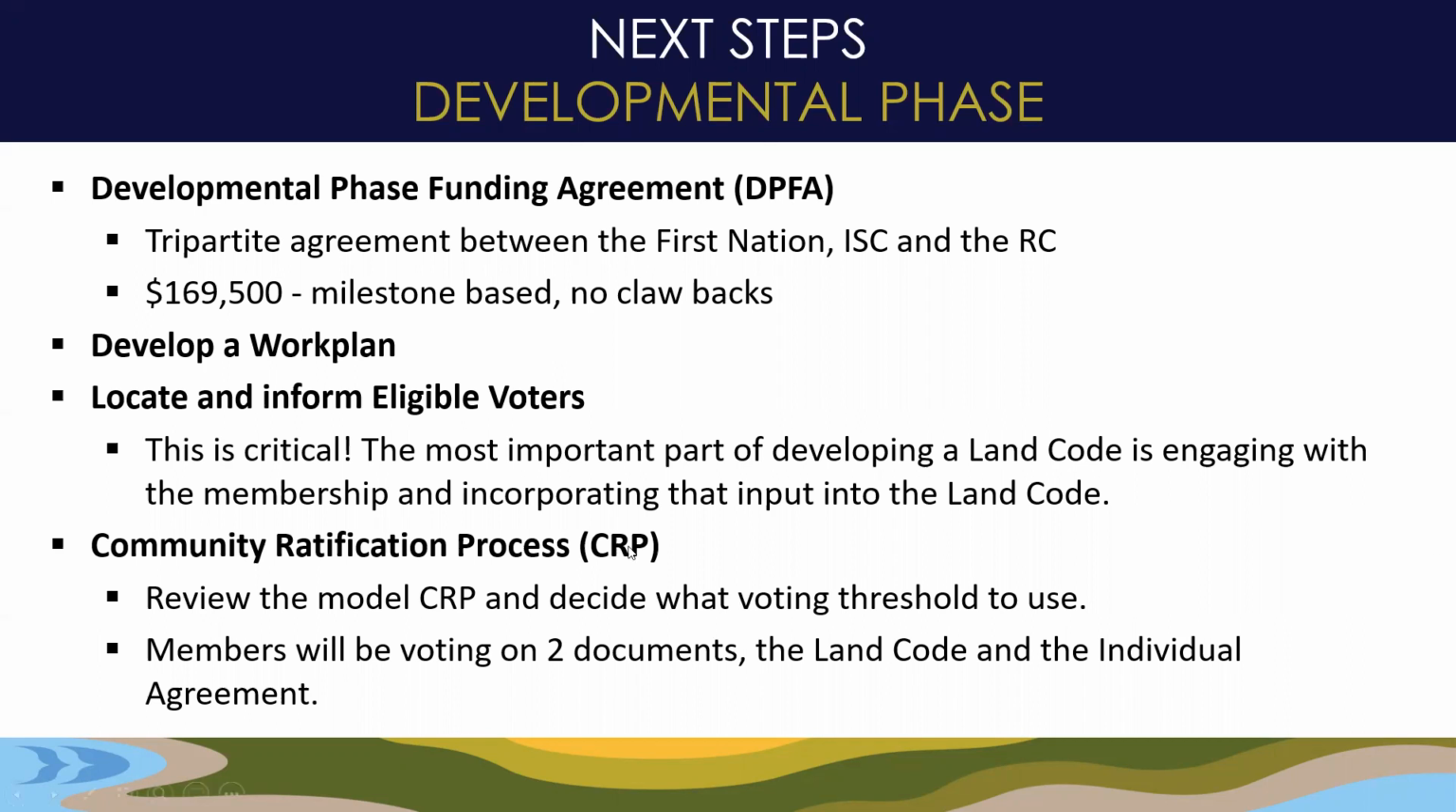The community ratification process. So we do have a model that we've shared with the staff there. And so that's going to be reviewed and your community is going to decide what kind of voting threshold to use. There's a couple options, but really the basic requirement is that at least 50% plus one of everybody who participates in the vote has to approve the land code for it to be ratified. There used to be some participation thresholds that were just really difficult for communities to achieve and required a lot of communities to try second and third votes, and it was just a really big challenge. So we've kind of changed that and put that back to the communities to decide what should that look like for your community, what makes most sense. And then basically, as I mentioned already, you're going to be voting on just two documents at the end of the day, the land code and the individual agreement.